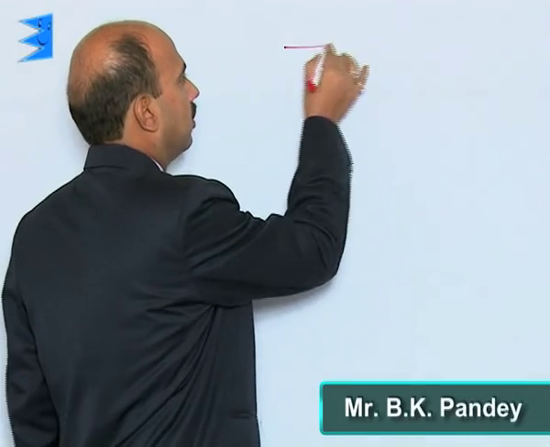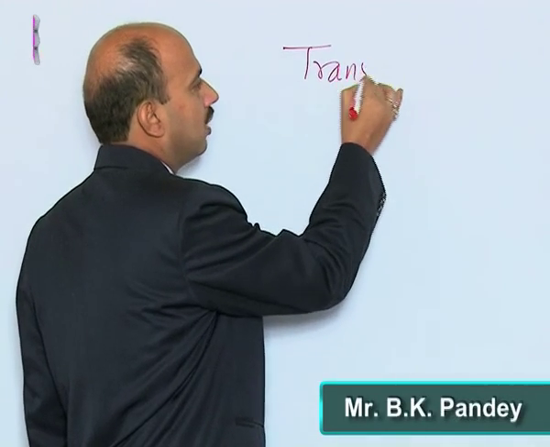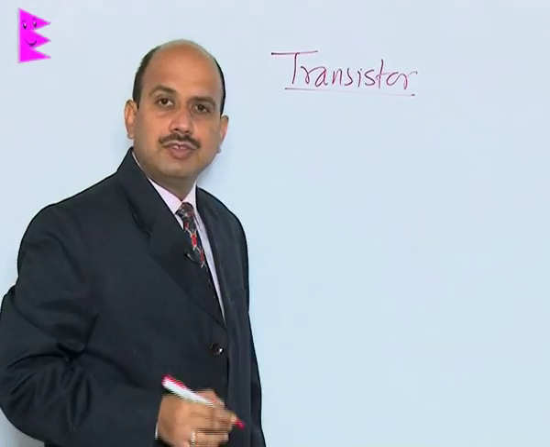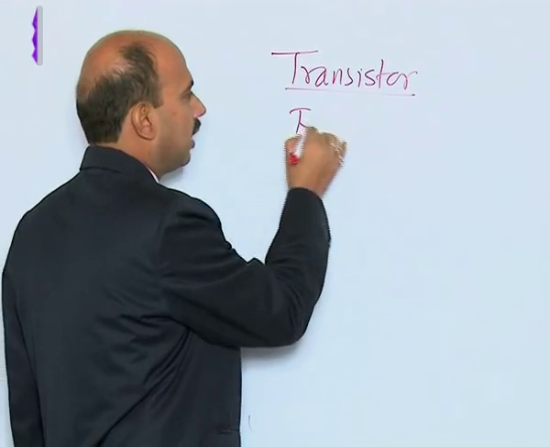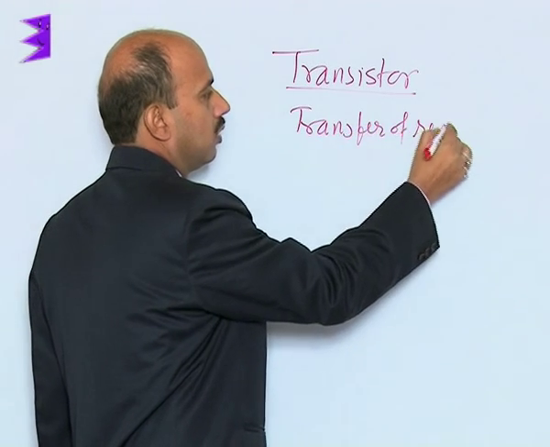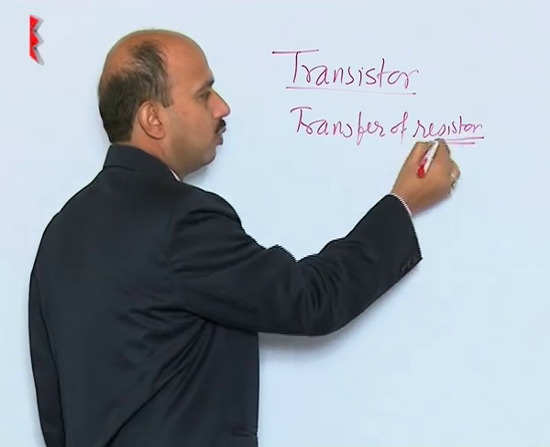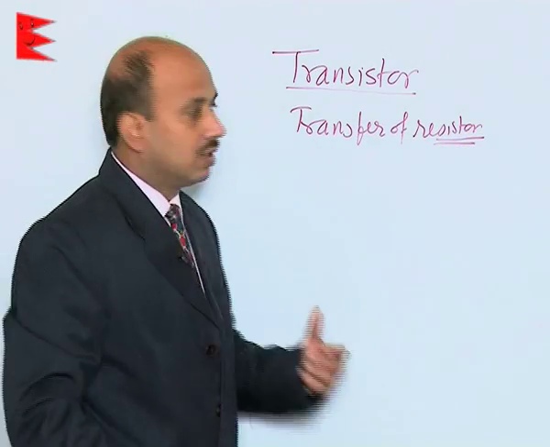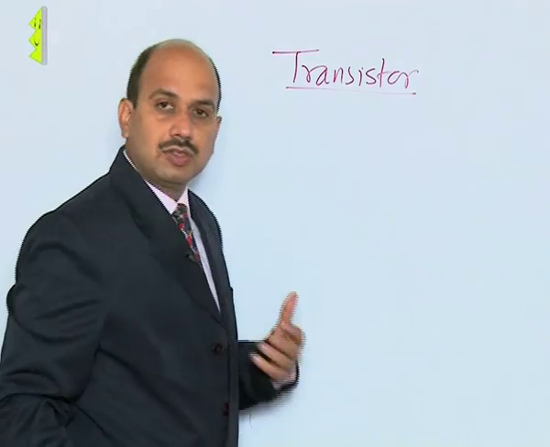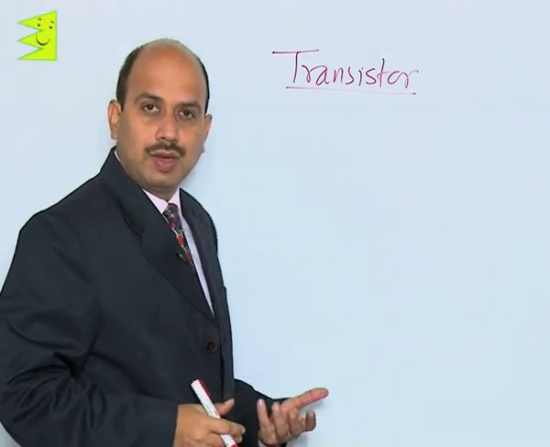Now see here, next topic, that is a transistor. So we are going to discuss the transistor and its working. You know, transistor means transfer of resistor, or you can say resistance. So the transistor basically has two p-n junction diodes joined back to back.